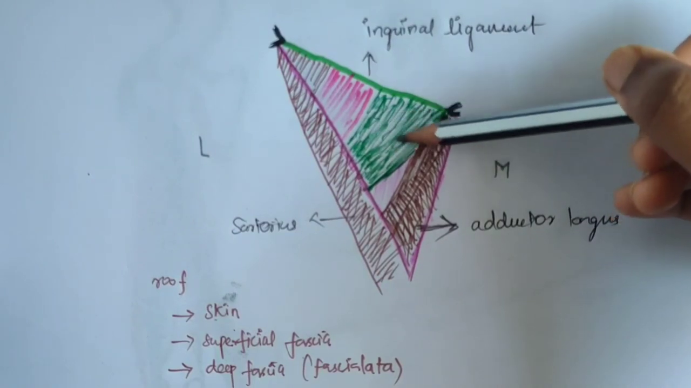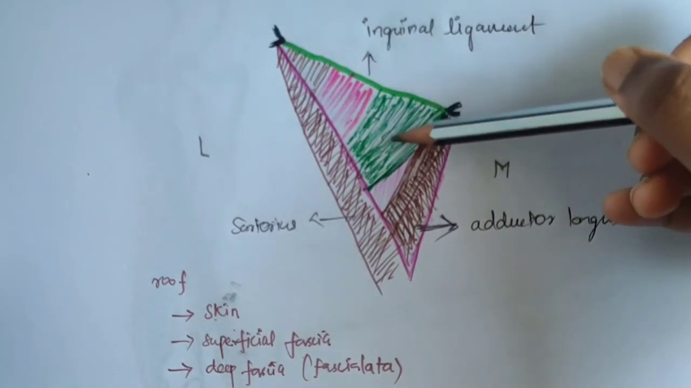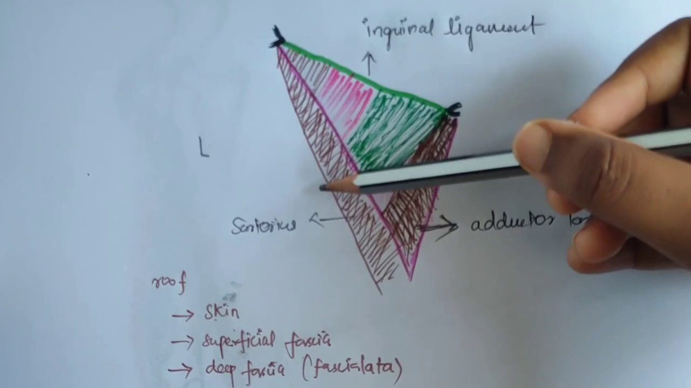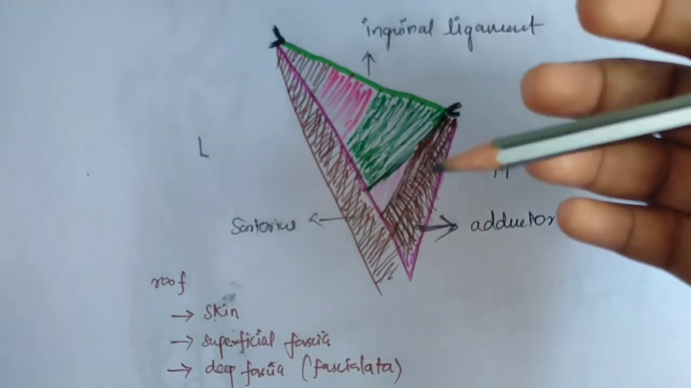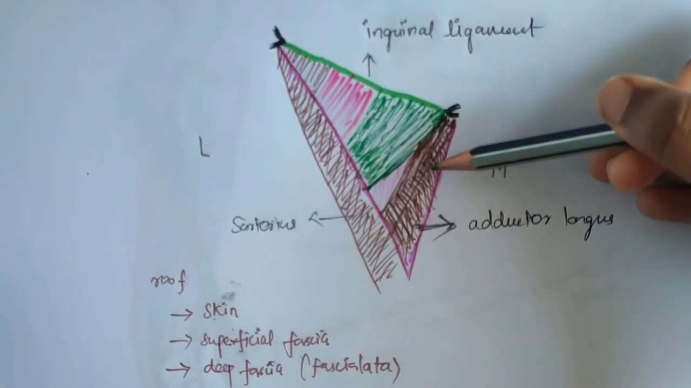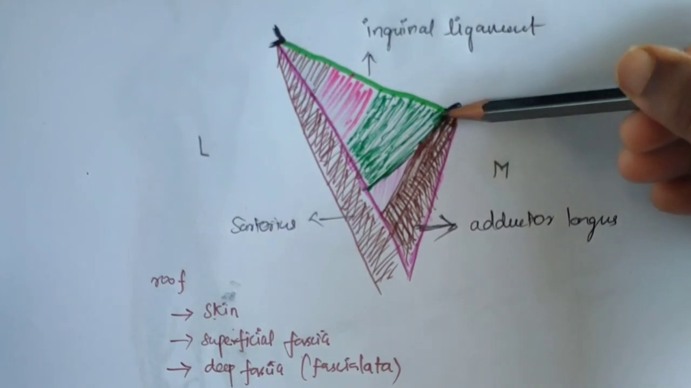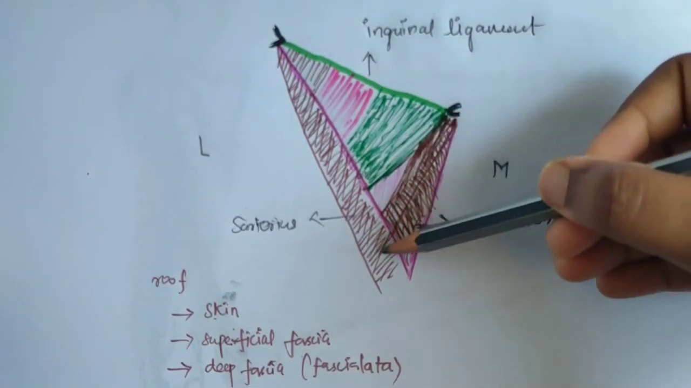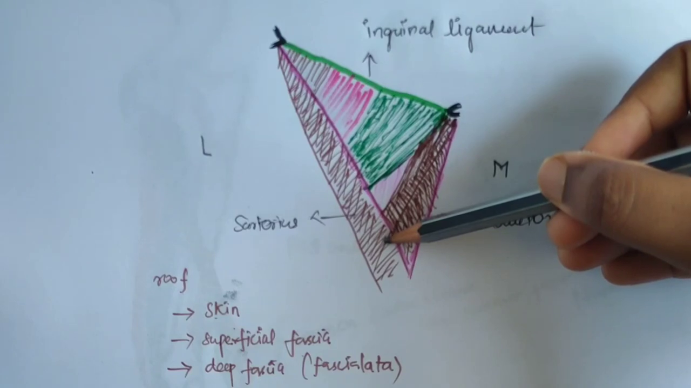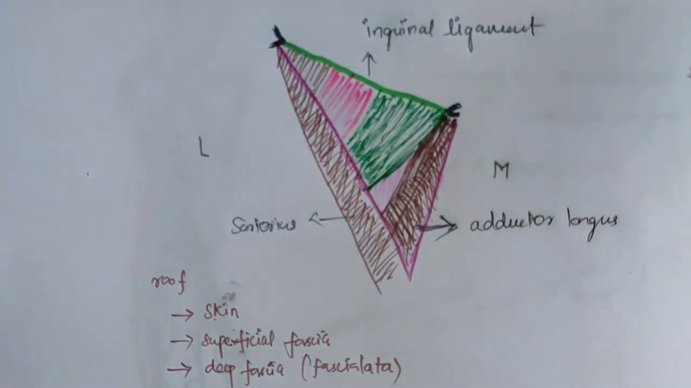And this is the pectineus muscle, which originates from the pectineal line in the pubic bone and inserts to the pectineal line, extending from the lesser trochanter. And this is the adductor longus. This adductor longus muscle originates from the external surface of the body of pubis and inserts to the middle third of the linea aspera of the shaft of femur. These are the floor.